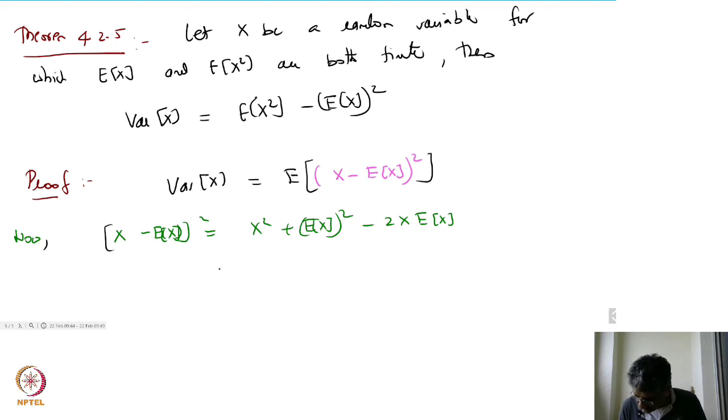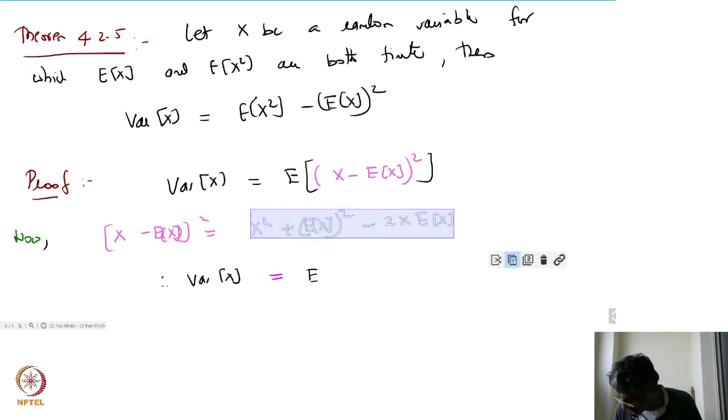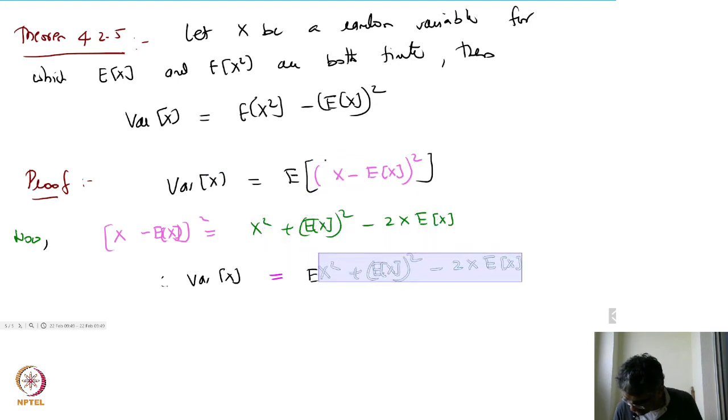Now this observation you can make. So that means, therefore, the variance of x, if I replace the purple part by exactly what I have, is going to be equal to E of this whole thing. I'm going to replace it by the green thing. So I'll replace it by E of x squared plus E of x the whole squared minus 2 times E of x times x.